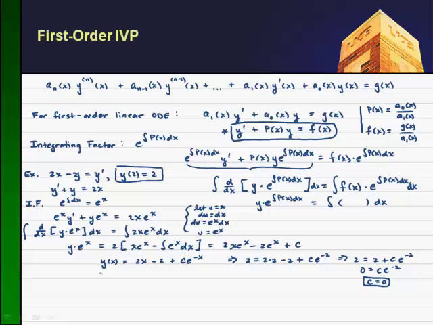So since c is 0, now I'll just go back and write my y of x. So I get y of x equals 2x minus 2.